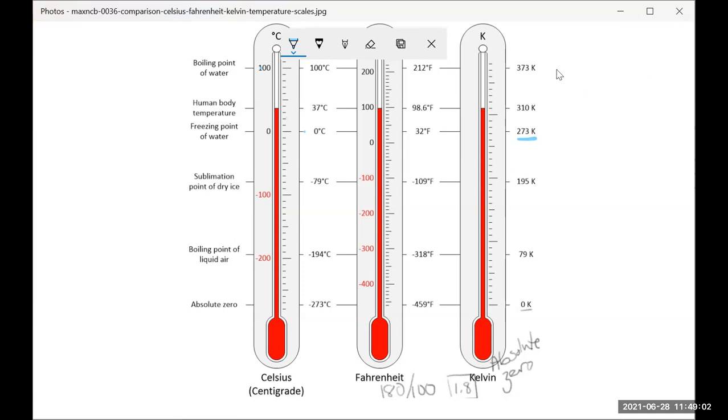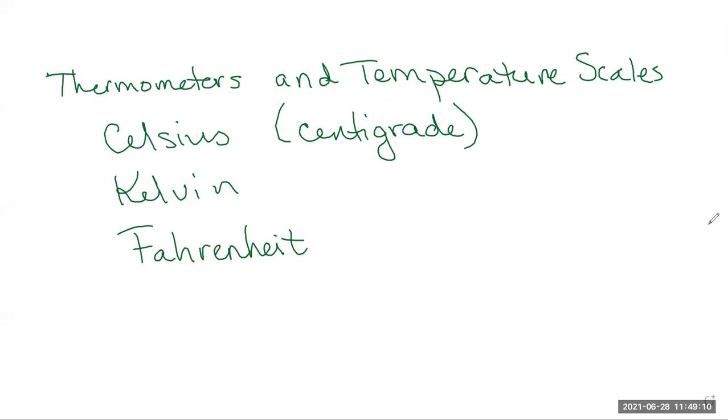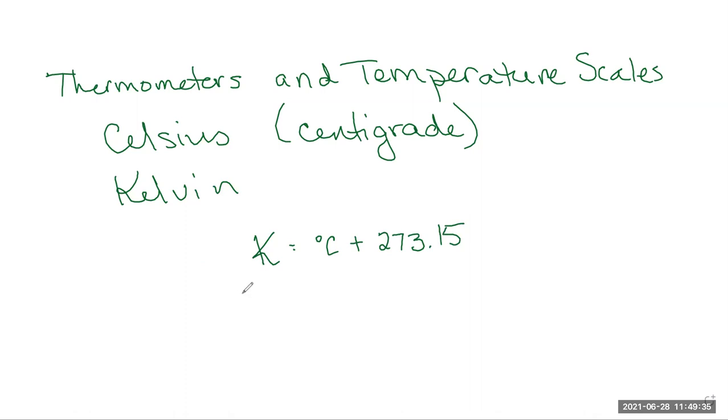That leads us to the following equations relating Celsius, Kelvin, and Fahrenheit. Let's do Celsius and Kelvin first. If I wanted my Kelvin scale, that would be equal to my Celsius scale plus 273.15. So 0 Kelvin is going to be equal to degrees Celsius plus 273.15.